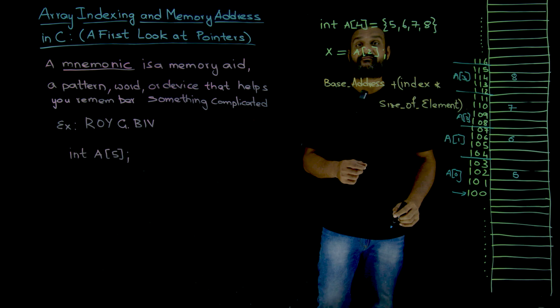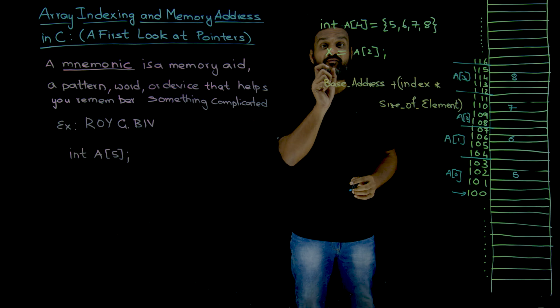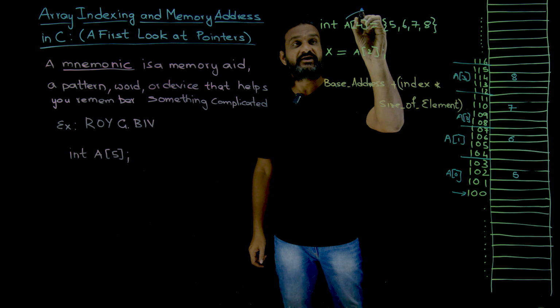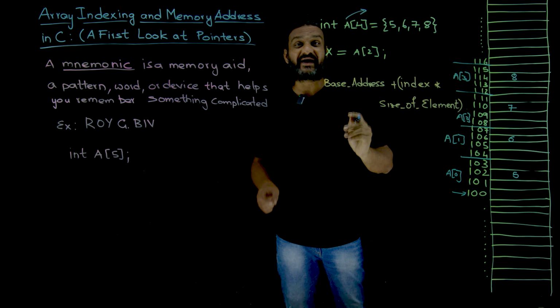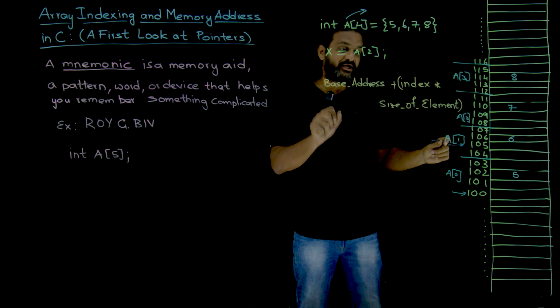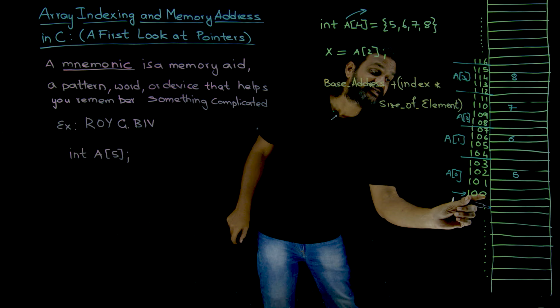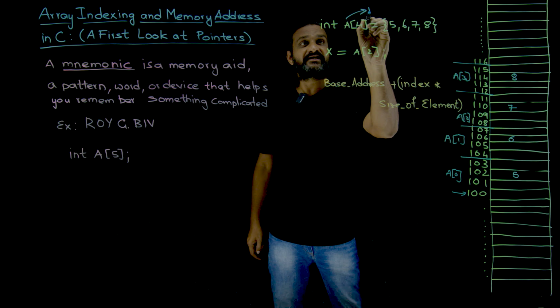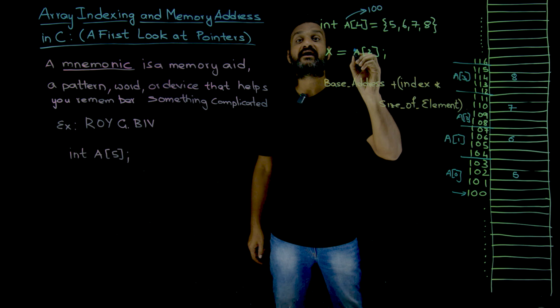Okay. Now what we have discussed, the name of an array is a mnemonic, means the name of an array is always replaced by the starting address of the first element of the array. So what is the starting address? It is 100. So the array name is always replaced with 100.